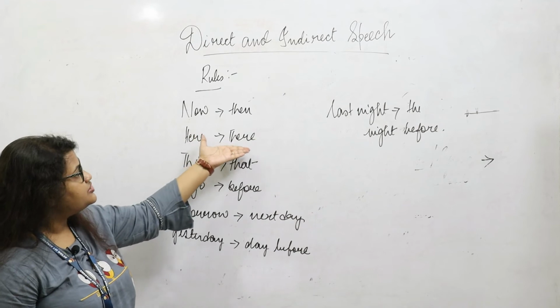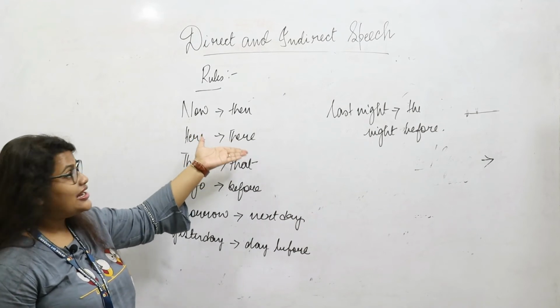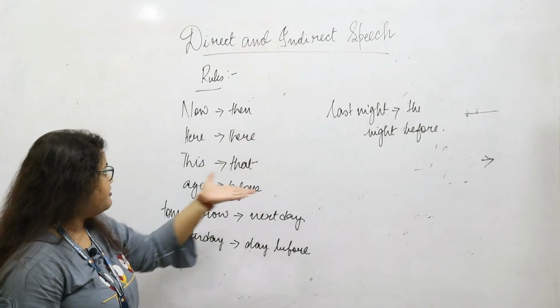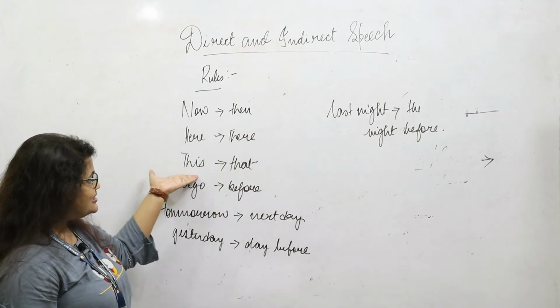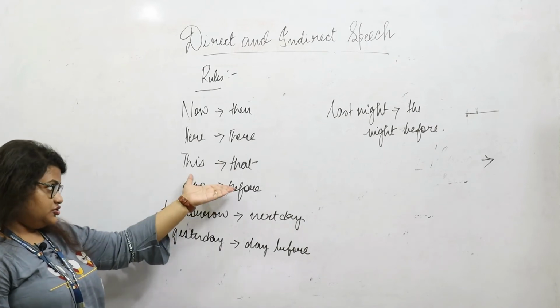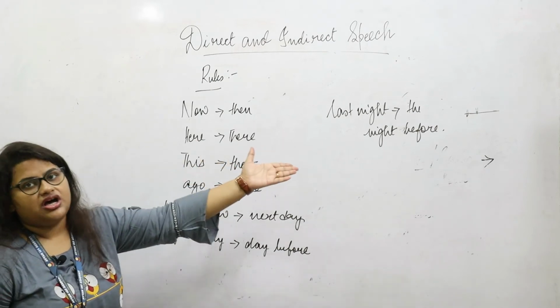"Here" becomes "there." Like "he said I should be here" would change as "he said that he should be there." For a sentence with "this," it will change into "that." For example, "this is what I wanted" would change as "that is what I wanted."